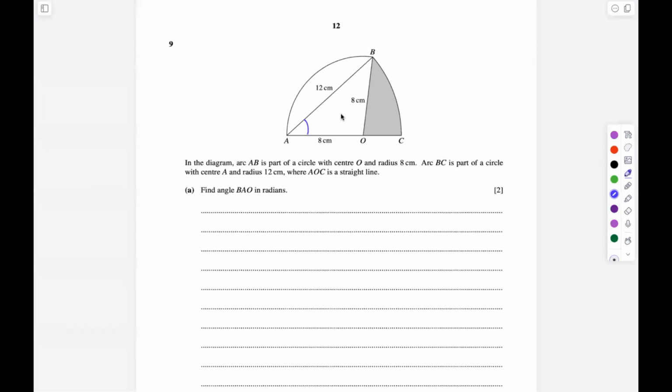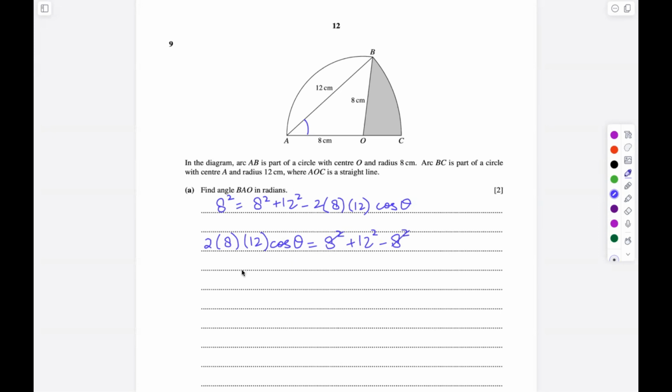apply the cosine rule. As the length facing this angle is 8, the cosine rule will become 8 squared is equal to 8 squared plus 12 squared minus 2 into 8 into 12 cos theta. Rearranging this, we'll take this on the other side to make it positive, so 2 into 8 into 12 cos theta is equal to 8 squared plus 12 squared minus 8 squared.